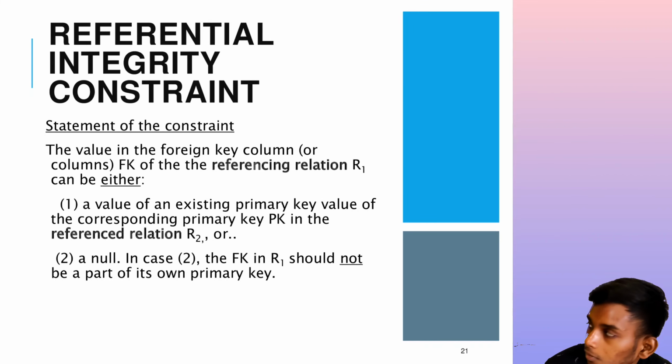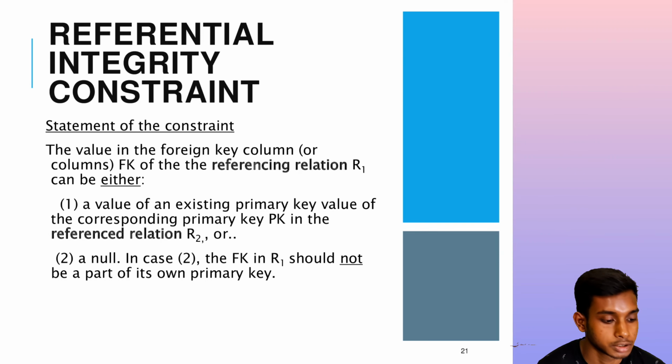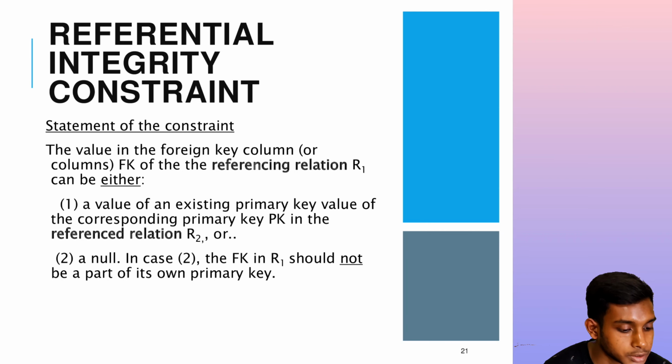Referential integrity constraint. Statement of the constraint: the value in the foreign key column or columns FK of the referencing relation R1 can be either a value of an existing primary key value, PK, in the referenced relation R2, or a null.